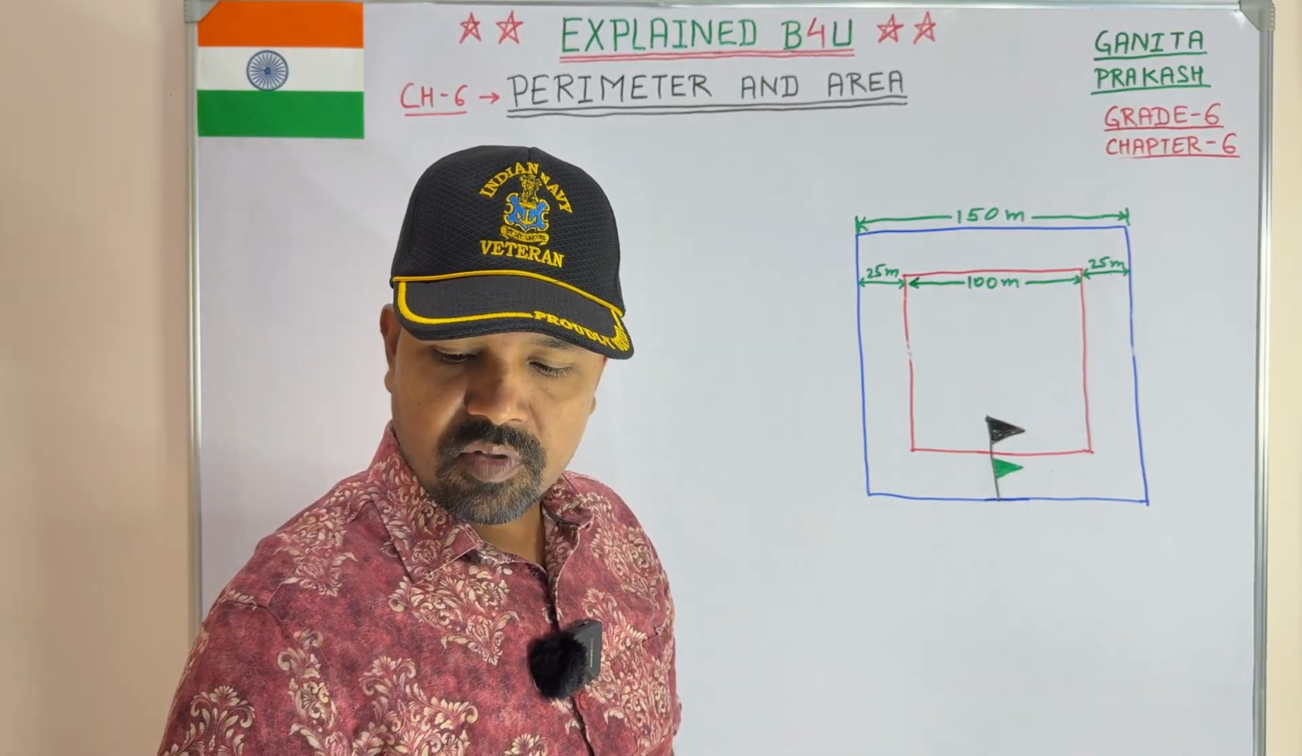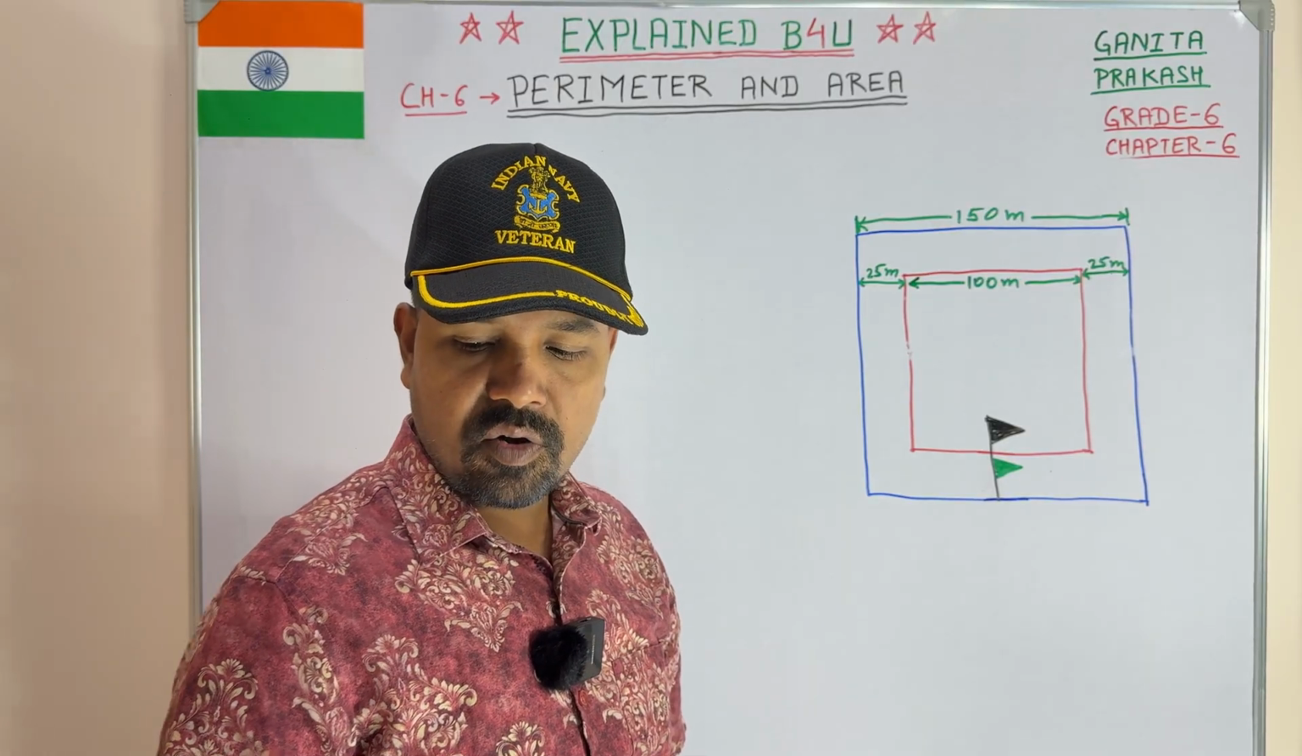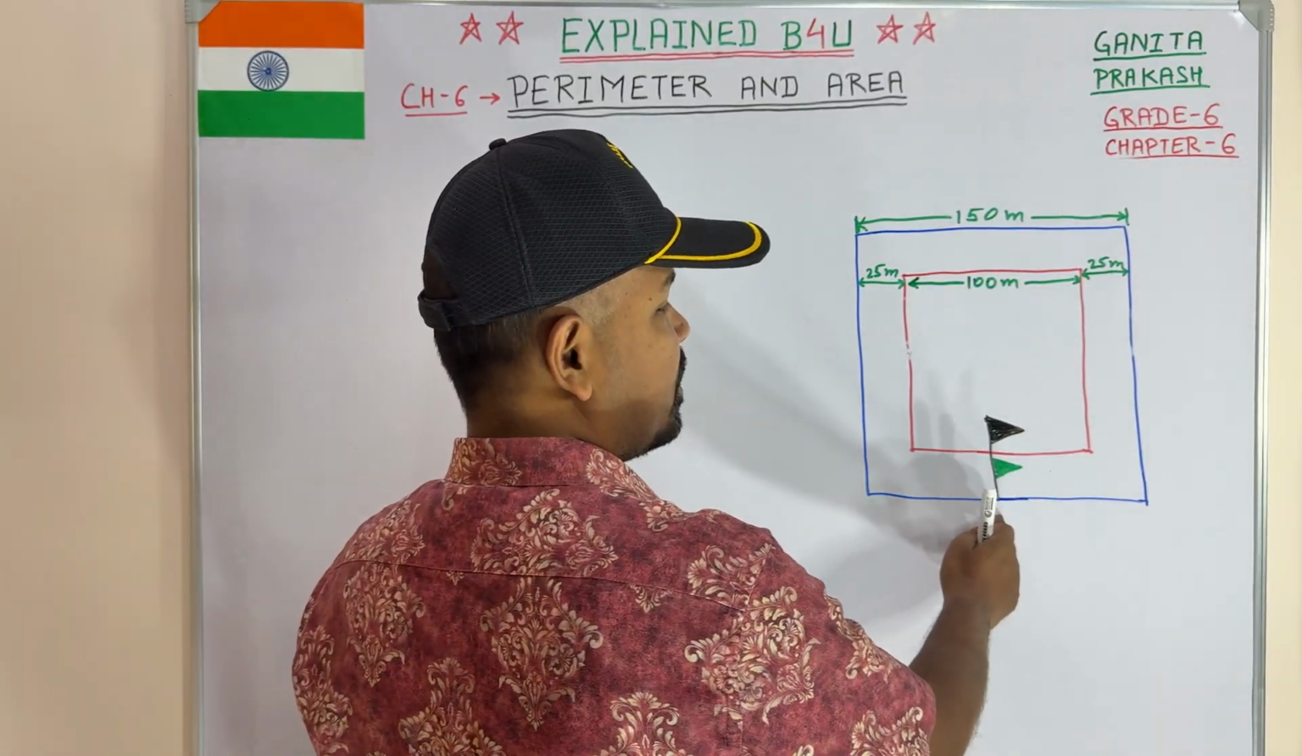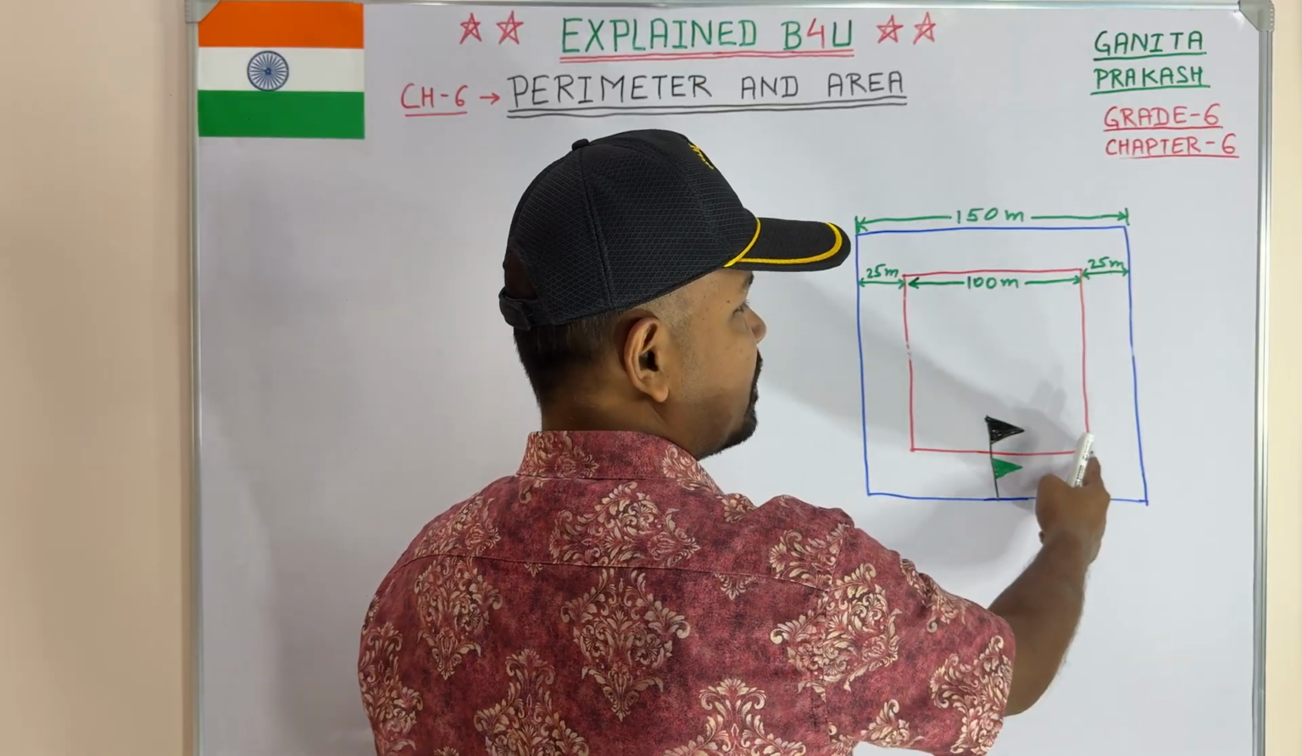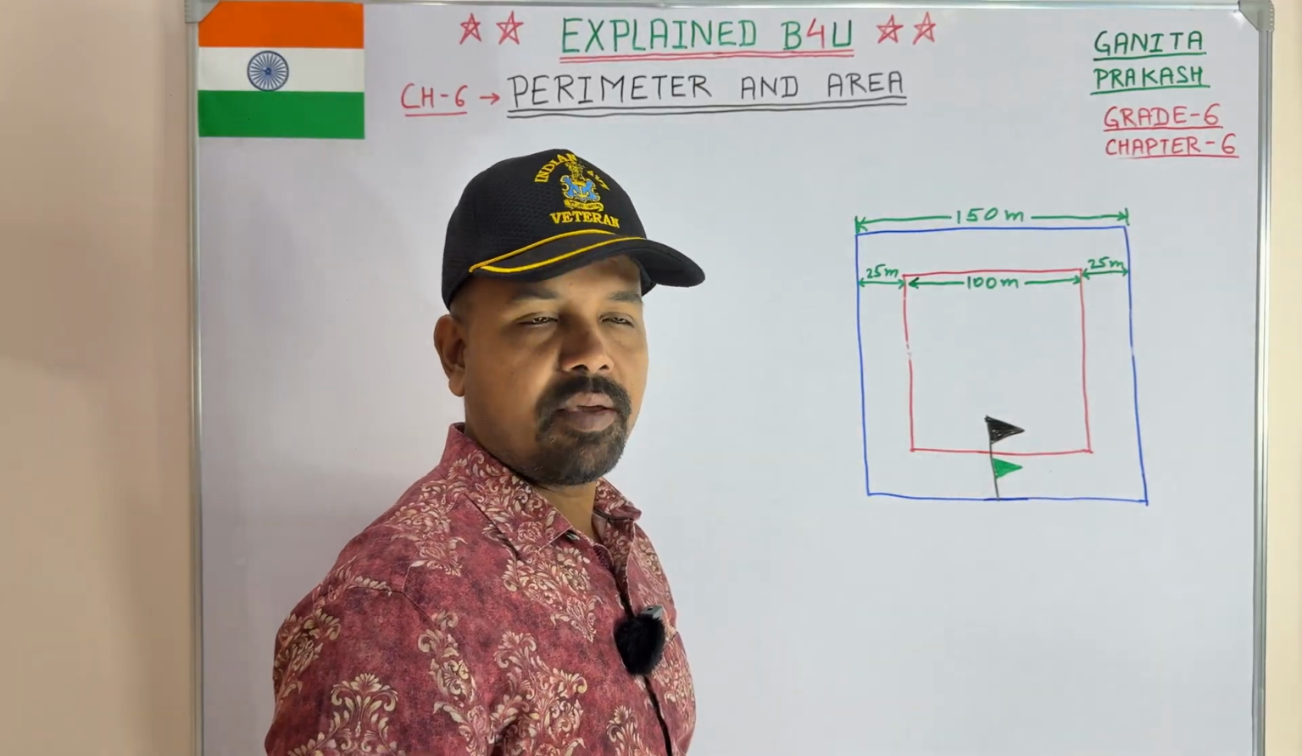मार्क द स्टार्टिंग पॉइंट्स ऑफ द रनर ऑन द इनर ट्रैक एज ए एंड द रनर ऑन द आउटर ट्रैक एज बी. आउटर ट्रैक वाला का पॉइंट को बी मार्क करना है, इनर ट्रैक वाला का पॉइंट को स्टार्टिंग पॉइंट को ए मार्क करना है.